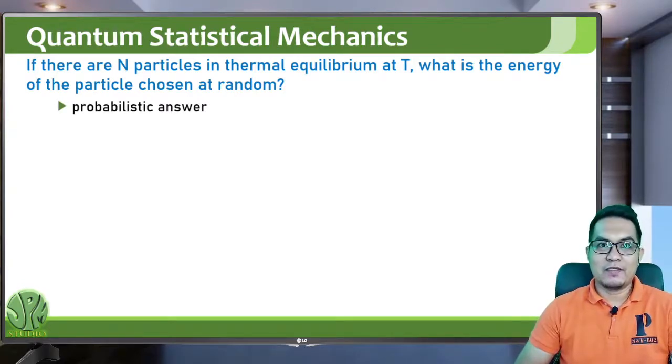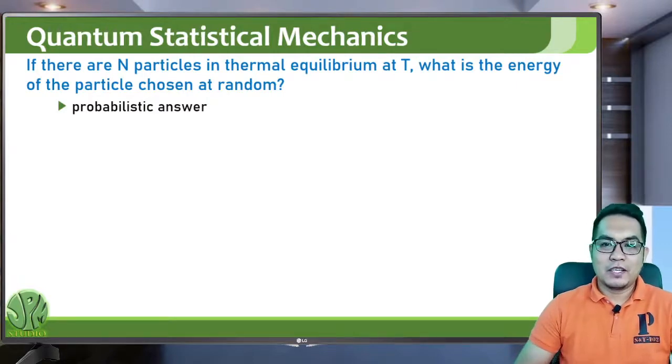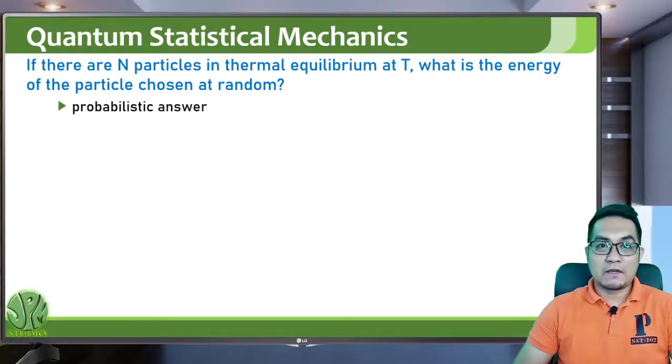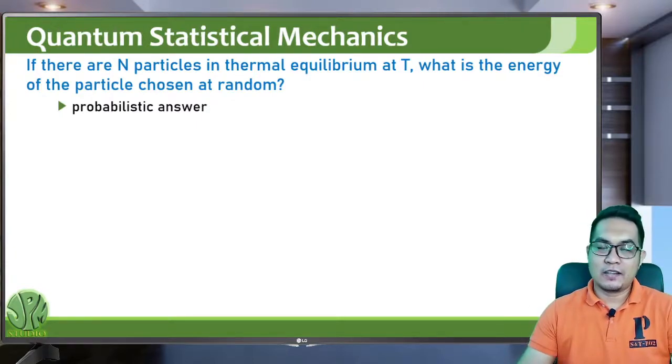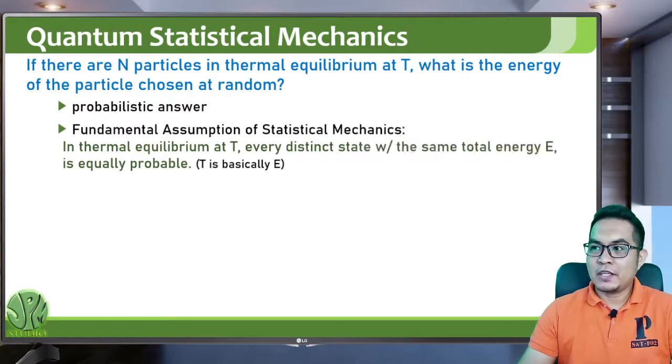You can't answer it with a very specific energy. You can just say the energy could be like this because this has the highest probability. So the fundamental assumption of statistical mechanics is that in thermal equilibrium at a certain temperature T, every distinct state or wave function with the same energy E is equally probable.